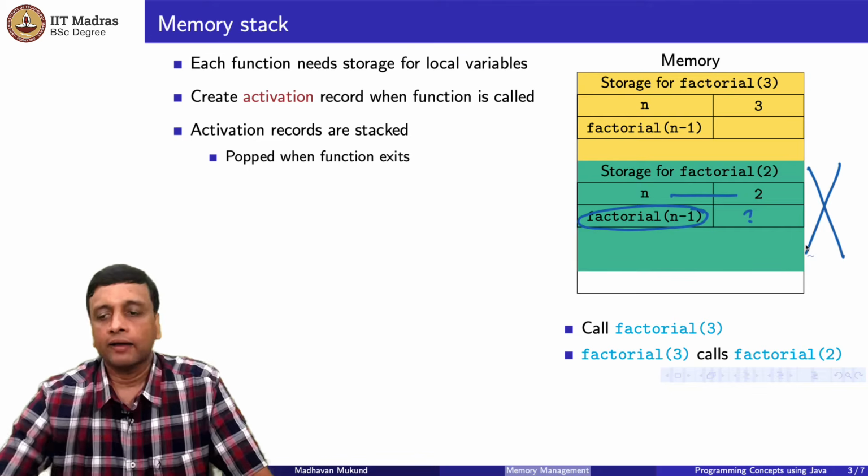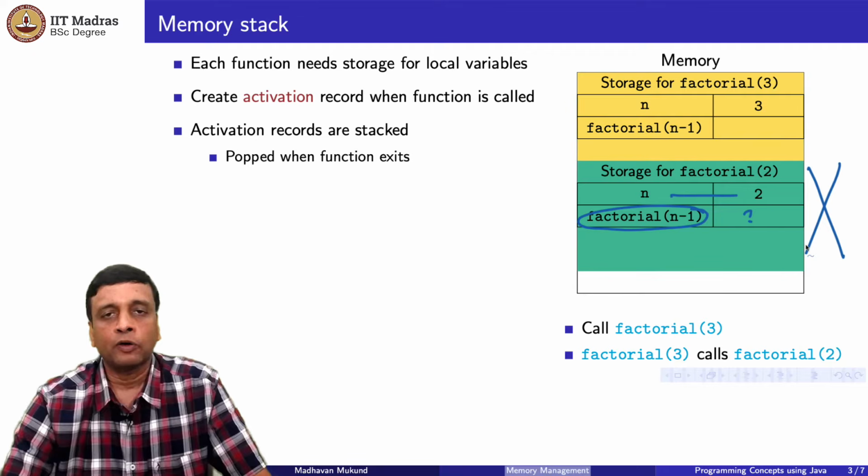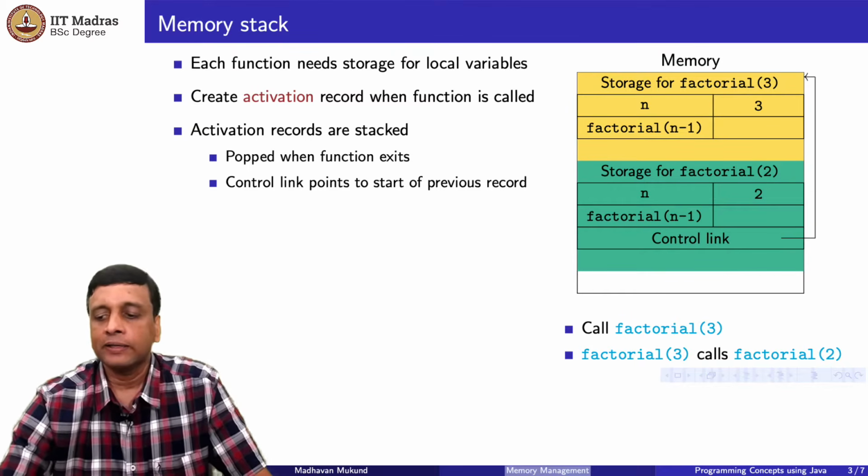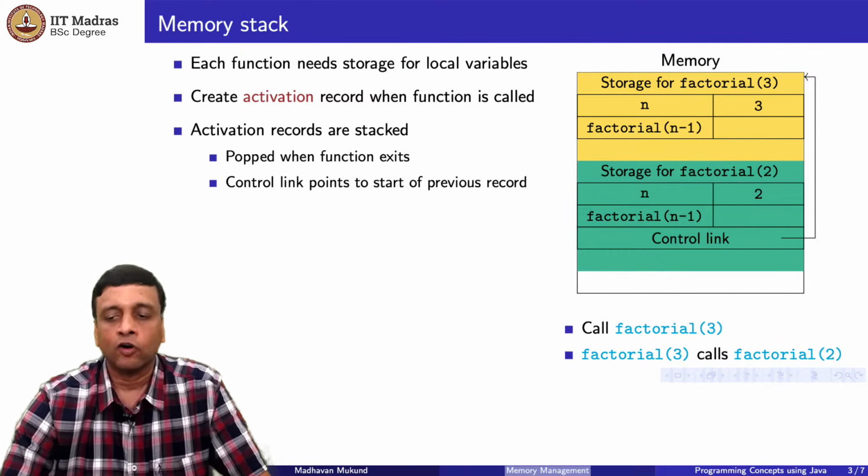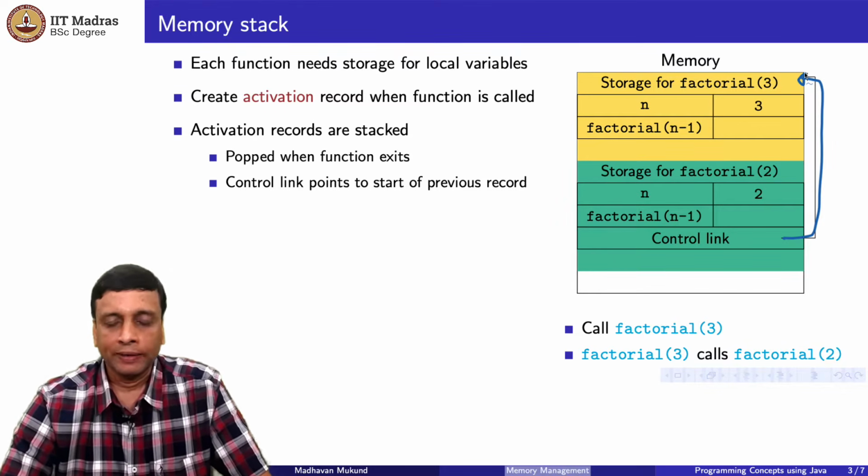But different functions may have different amounts of space. So we don't know in advance what the size of an activation record is. So we need to know where the previous activation record is. This is maintained in each activation record through what is called a control link. So when I create an activation record for factorial 2, I also add this link, which tells me where the previous activation record from where this function was called begins. So that when I go back one step, when I finish factorial of 2, I know what is the beginning of the activation record that is on top of the stack.